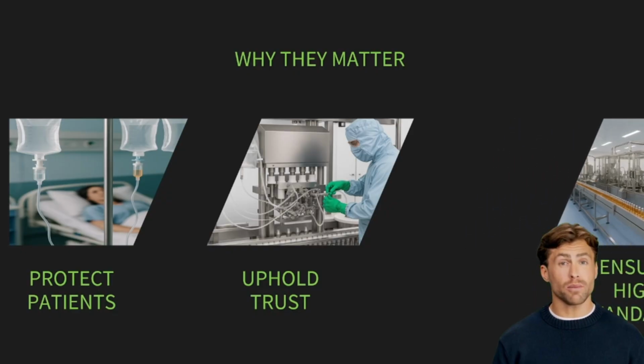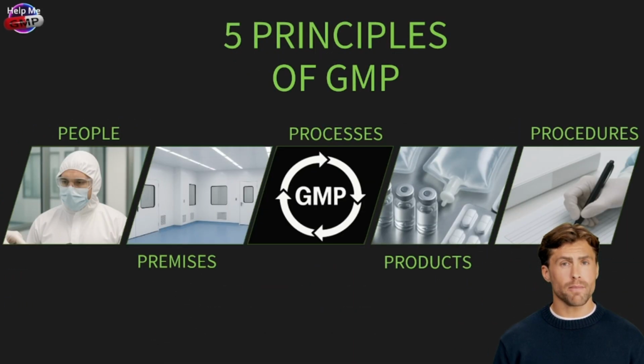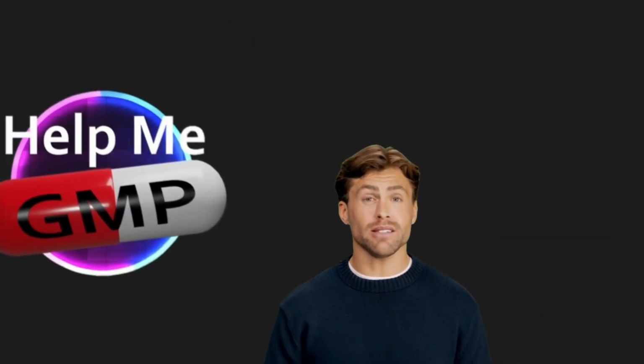So those are the 5 principles of GMP: people, premises, processes, products, and procedures. Together they protect patients and keep our medicines safe.